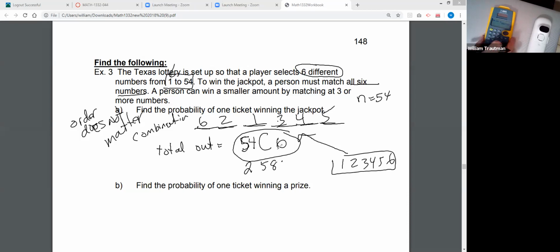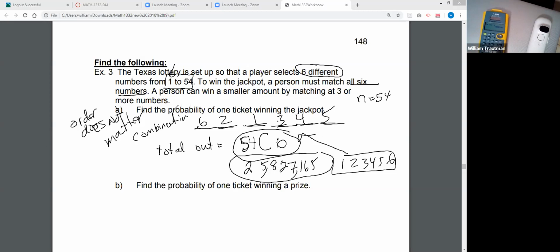2, 5, 8. I can't see a thing. 2, 5, 8. 2, 7, 1, 6, 5. Is that it? There are 25 million different combinations of picking the winning number.